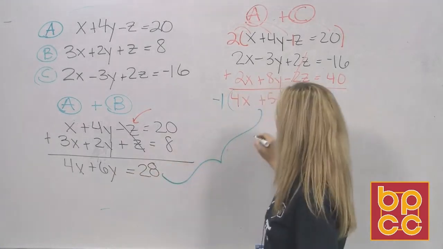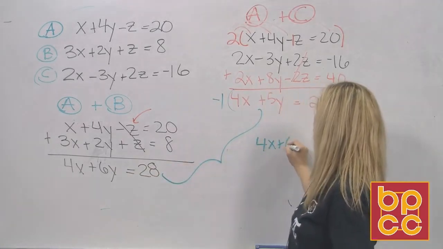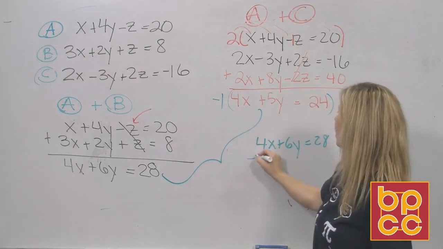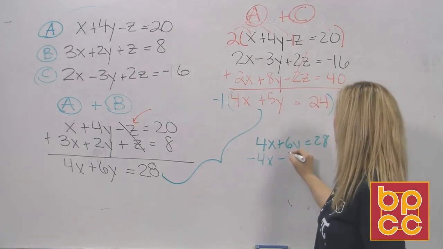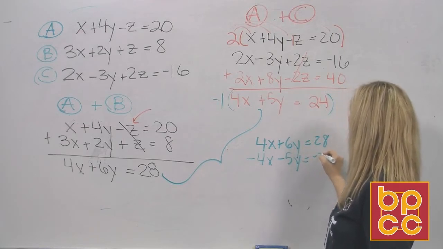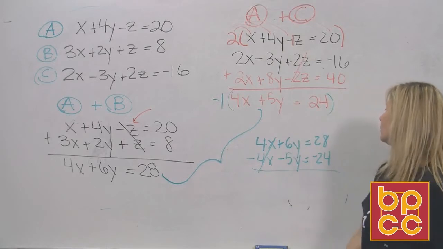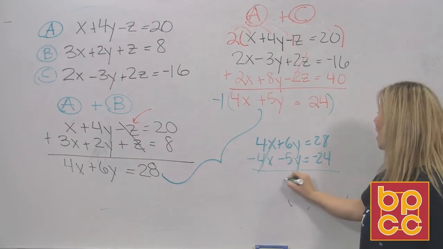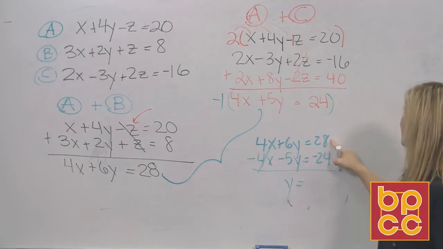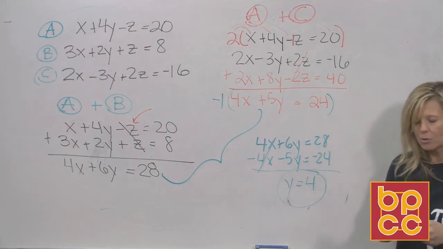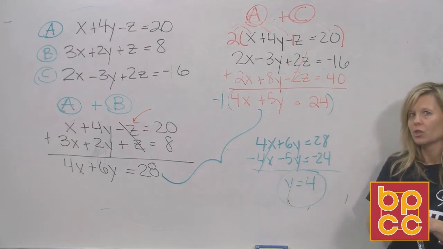So I'm going to write my first one, 4x plus 6y equals 28. I'm going to multiply through by negative 1. Negative 4x, negative 5y equals negative 24. Look at that. The x's are gone. 6y minus 5y is y. 28 minus 24 is 4. That's how you get the first solution.